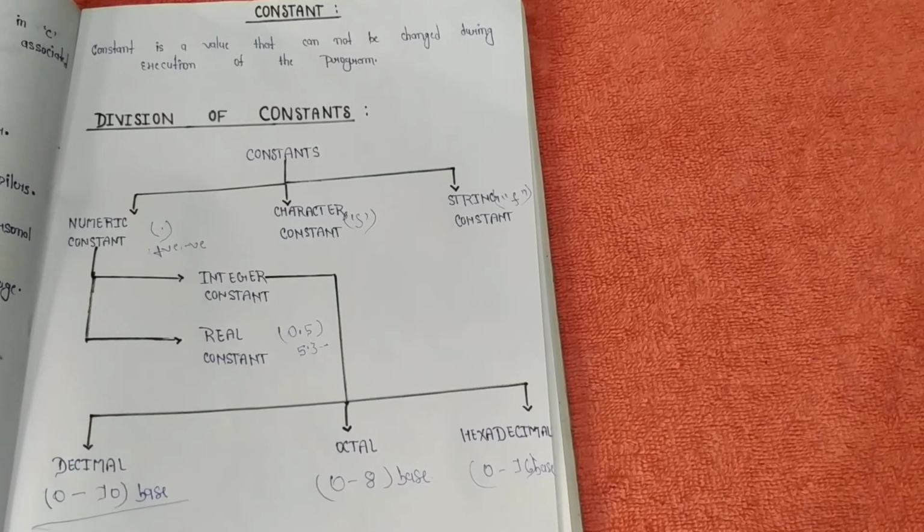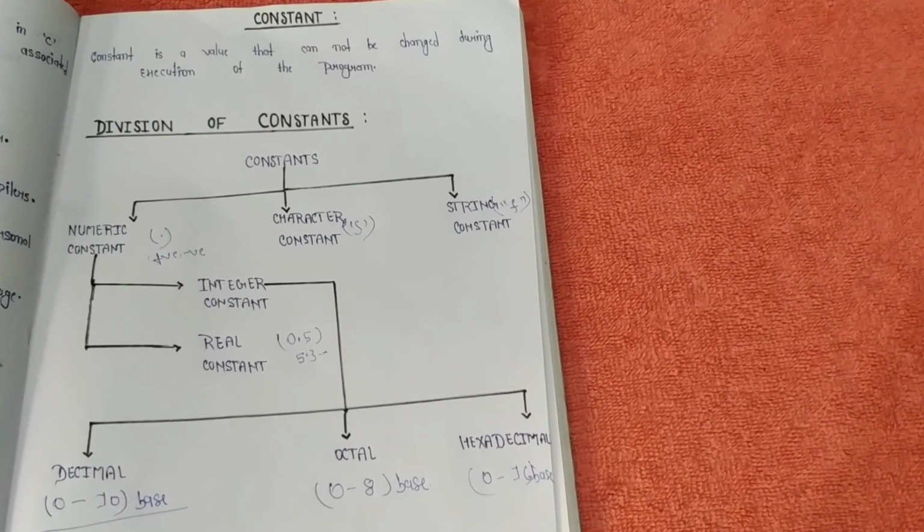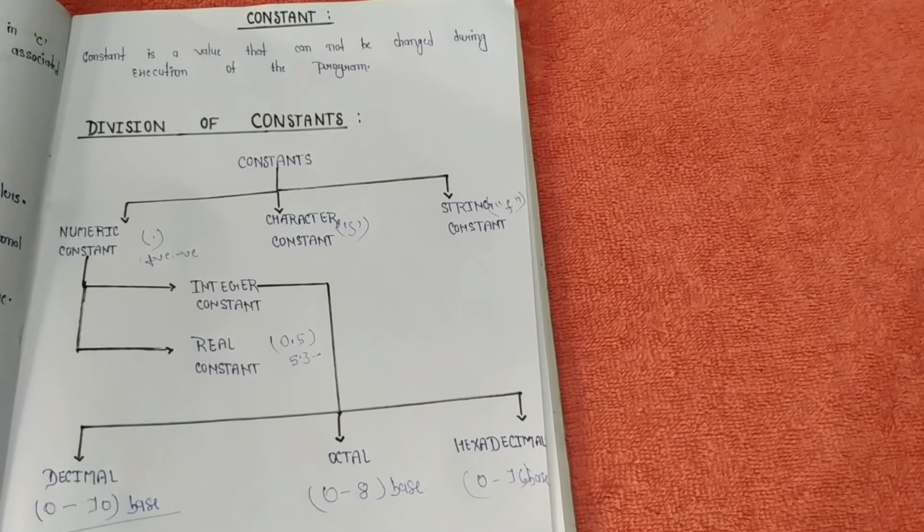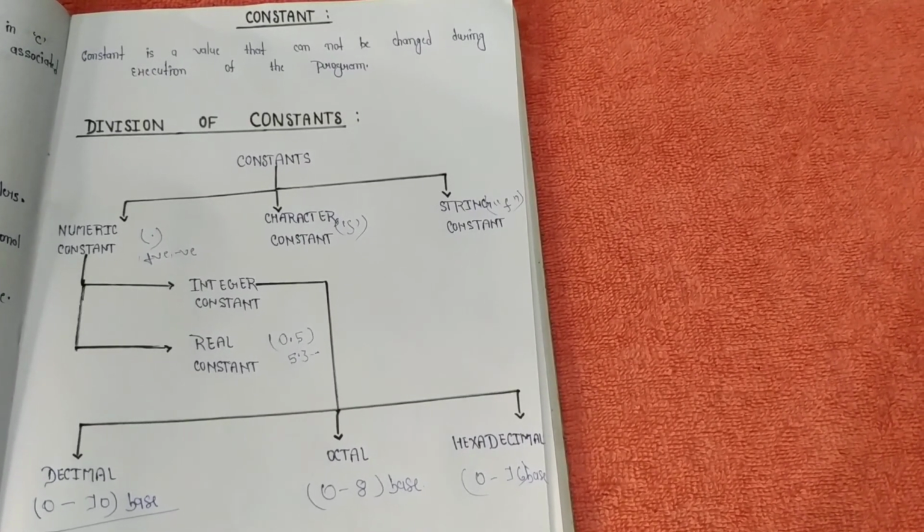As we know, the third type of C tokens is identifier. So in the next video we will discuss identifiers.